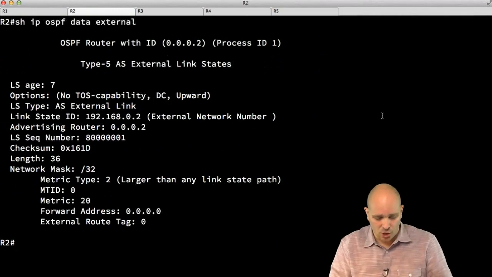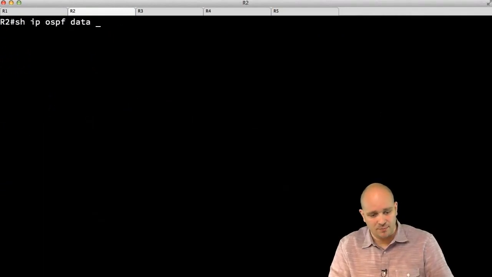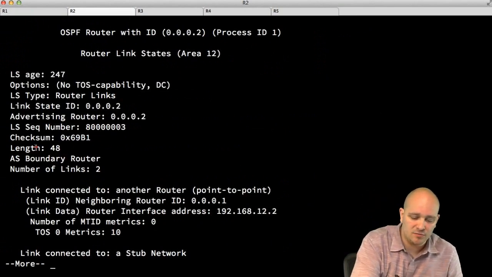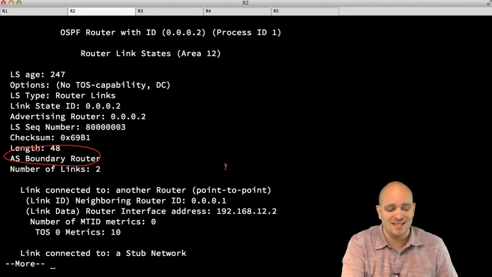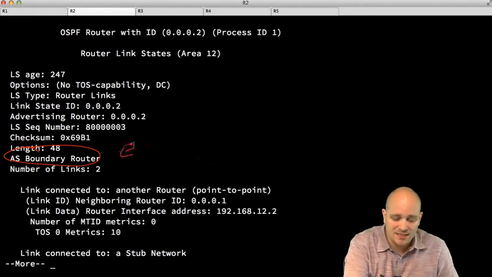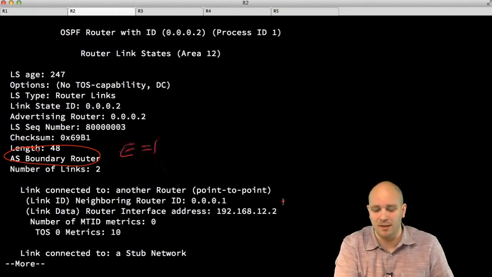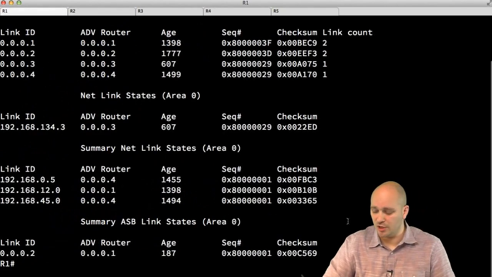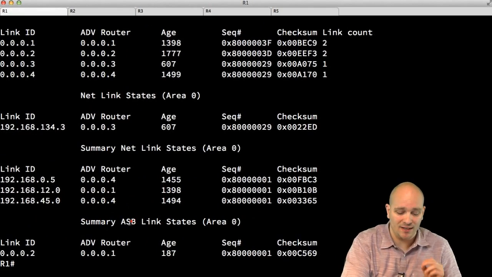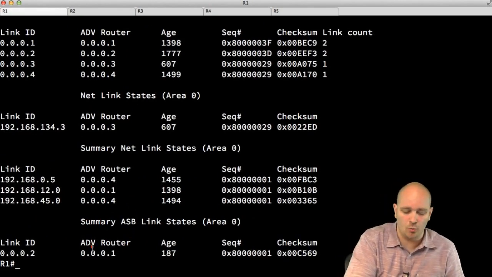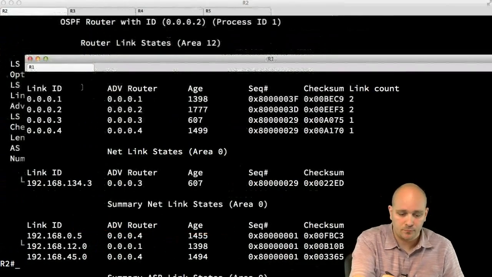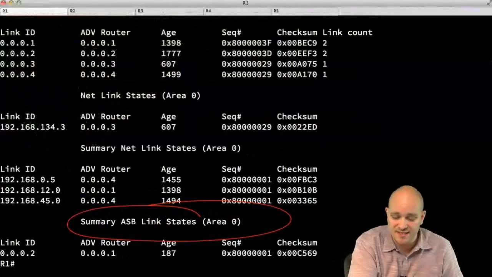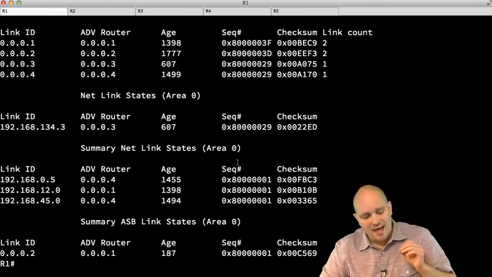So if I take a look at R2, if I do show IP OSPF database router self-originate, what I'm going to see here is a piece of information that says that this is AS boundary router. This basically means that this router is setting E bit to 1. Now, if I go to R1, this information has triggered R1, it has given information to R1 to generate our type 4 LSA, to generate this information here.